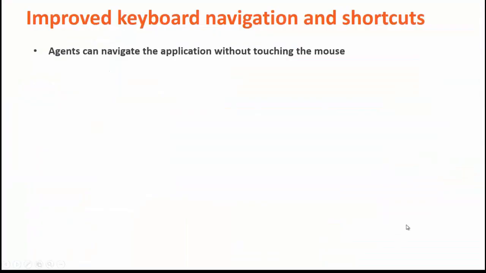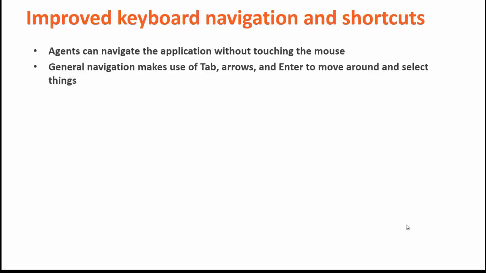So next I want to talk about some improved keyboard navigation. So your agents are going to have the ability to navigate through the system for their daily use without having to touch the mouse. General navigation's been improved, so making sure all tabs, shift tabs, arrows, enter to move around, to move to different sections, etc. All that is going to be fully supported. So there were a lot of improvements in that area to just make sure that general navigation worked.